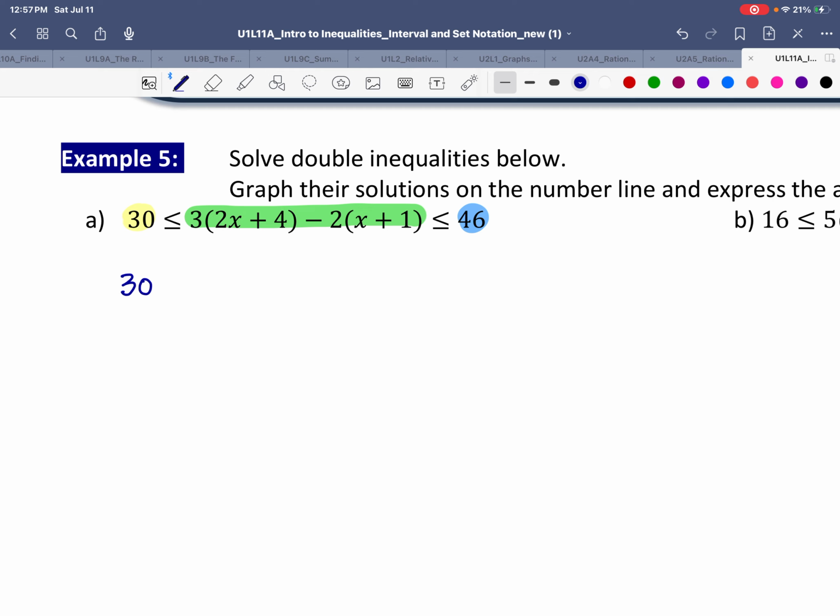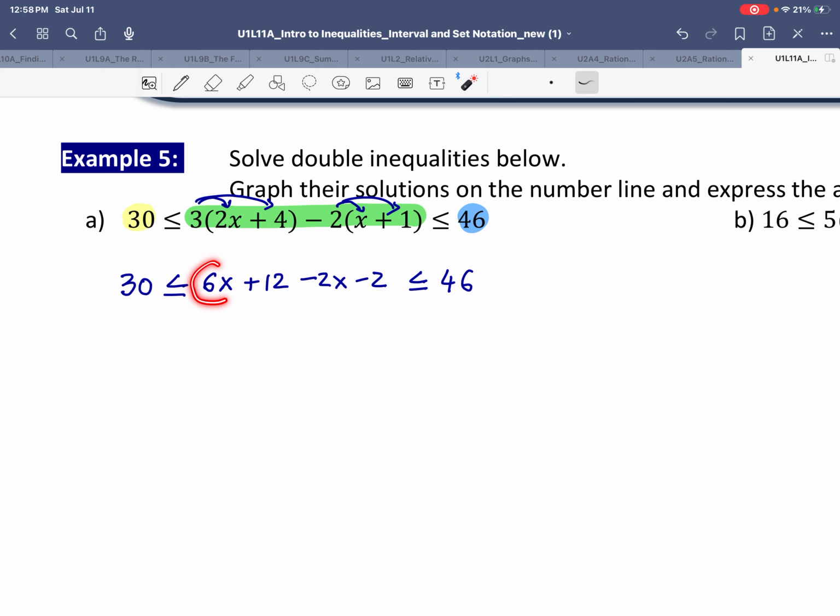So 30 will sit where it is. And inside here we have 6x and then plus 12. So this is where they come from. And then we have negative 2x minus 2, that's then less than or equal to 46. Now, we have to combine like terms, so we have 6x minus 2x is 4x. 12 minus 2 is positive 10. So less than or equal to 46, greater than or equal to 30.